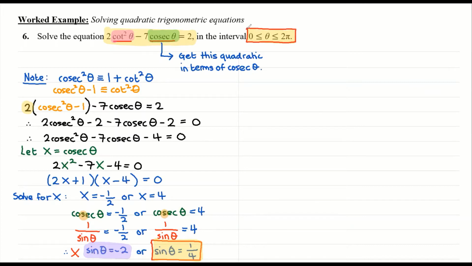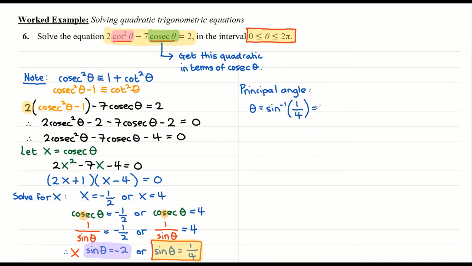Now, this is going to be a CAST diagram situation, isn't it? So we'll just review what we've got. We've got a very simple equation. There's no adjustment to make to the interval, so we can go straight for the principal angle now. So I'm just going to state the principal angle. We do the inverse sine of 1/4. No negative sign to worry about there.